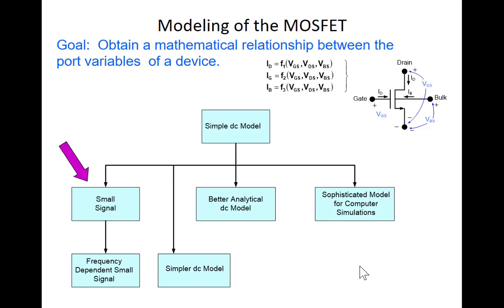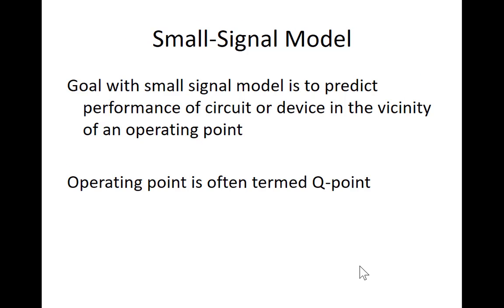Let me talk briefly about a small signal model. As I said, this is going to just be a precursor. We will spend about a week developing the small signal model for a MOS and a bipolar transistor later. Here's what the small signal model concept is. The goal with a small signal model is to predict the performance of a circuit or device in the vicinity of an operating point. The operating point is oftentimes called the quiescent point or the Q point.